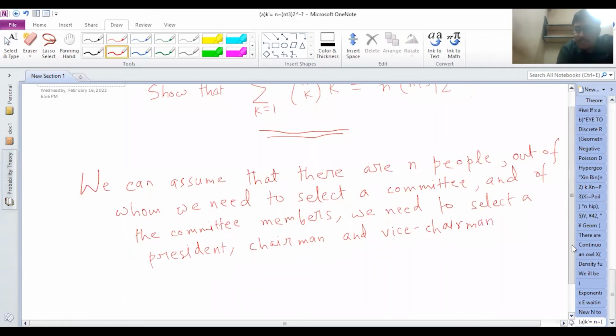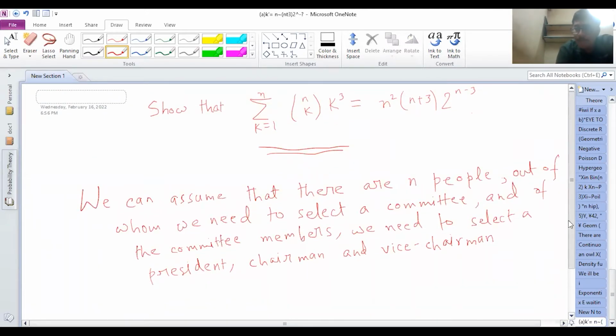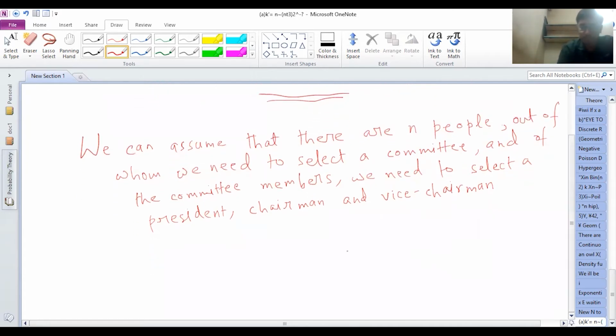Note that the size of the committee can be any positive integer between 1 and n, and the special positions, the president, chairman, and vice chairman, may or may not be the same person. So, how do we count?